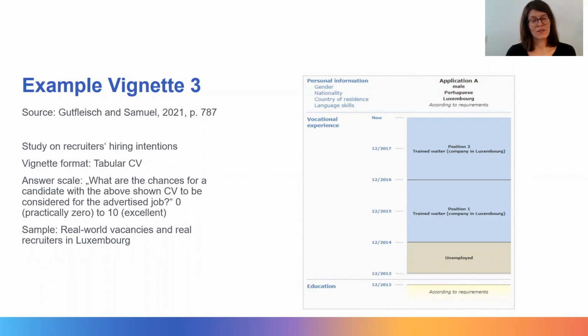In some cases, deviating from standard text or tabular vignettes may be useful in providing a more realistic experience for respondents. As in the previous two examples, the respondents were first given a general introduction to the task and provided with some background information. Respondents were real recruiters from Luxembourg. The respondents were asked to evaluate for each vignette how likely it is that they would consider the applicant for a given position in their company.